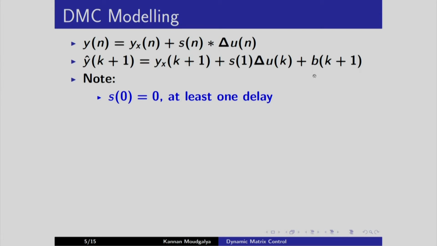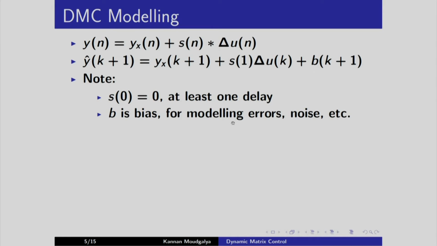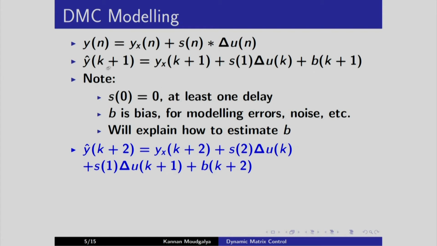I have not explained what B is. It is called a bias. It is supposed to take care of modeling errors, noise, etc. We will shortly explain how to estimate this B. Let me write the same expression for k plus 2 now. Only in the case of convolution you have an extra term, because k plus 1 and 1 is k plus 2, k and 2 is k plus 2, and S of 0 is already 0, so we do not have to consider that term. B of k plus 2 is not known yet.